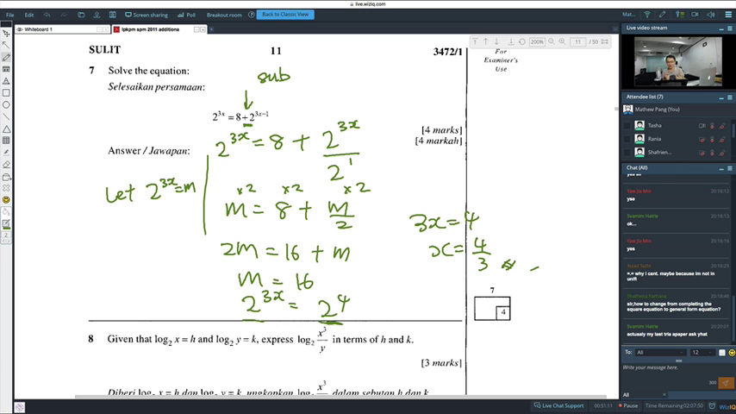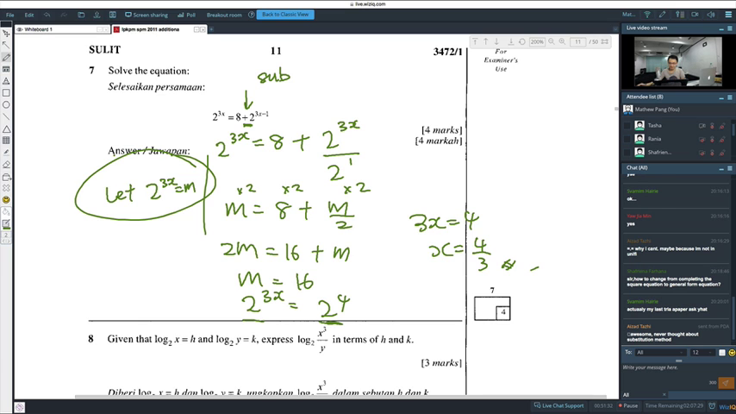So for indices questions, whenever you see minus or plus that is not in the power, you must be careful. You always need to use the substitution method. Of course, if you don't want to use the substitution method, it's still okay, but then the equation will be slightly complicated. So I recommend students just let 2 power of 3x be something.